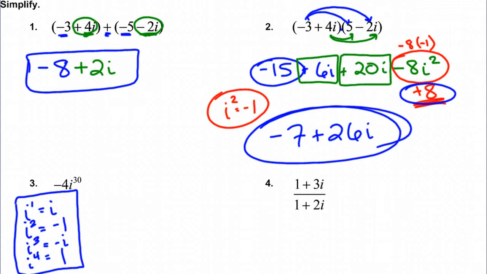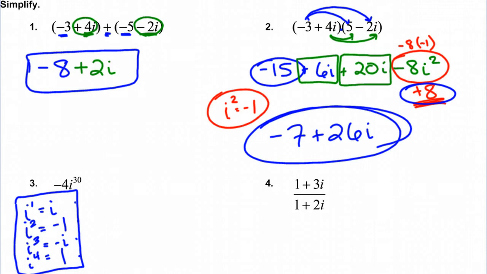I to the fifth is I, I to the sixth would carry off at -1, I to the seventh would be negative I, and I to the eighth actually would carry to 1. So all we have to do to find out what I to the 30th would be is we could simply count.